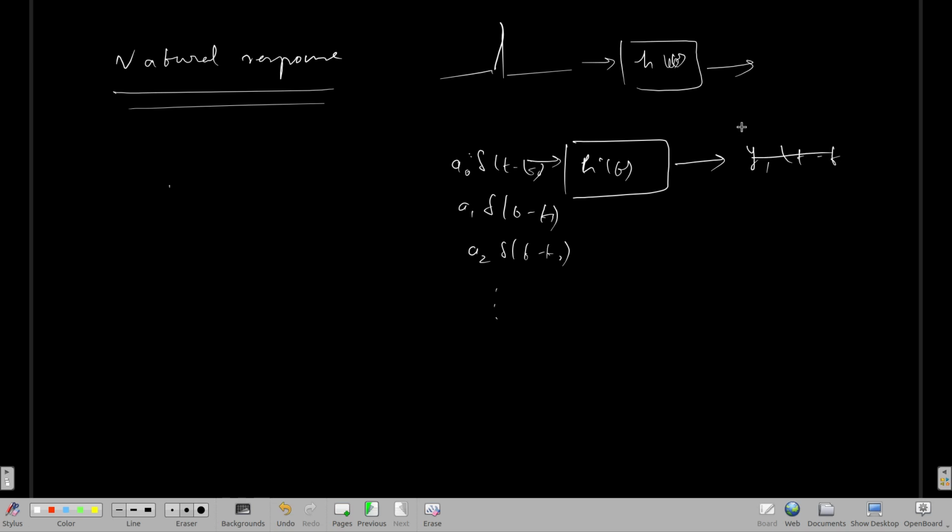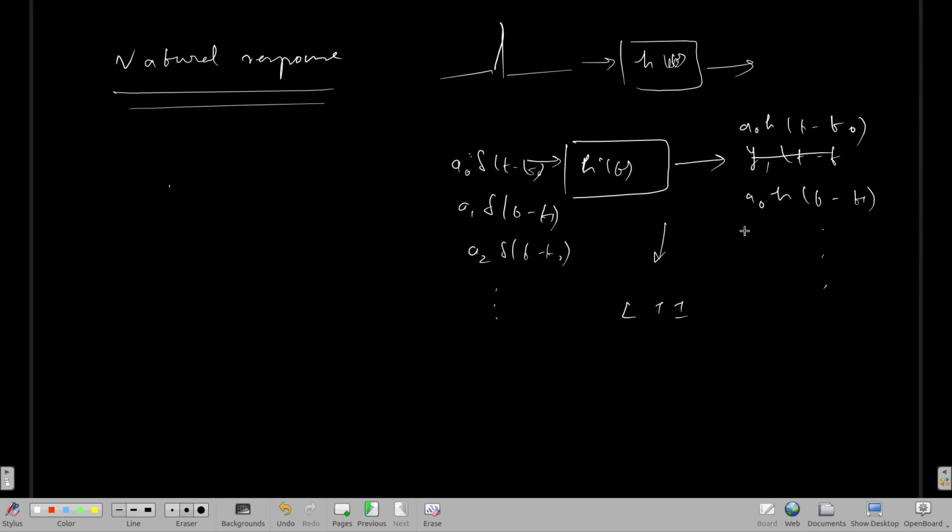Something like a0 h of t minus t0, a1 h of t minus t1, like that. Basically, if I give a simple impulse, I get a simple impulse response. If I give a scaled and shifted impulse, I get a scaled and shifted impulse response. How is this possible? This is possible because of the LTI nature of the system, right?